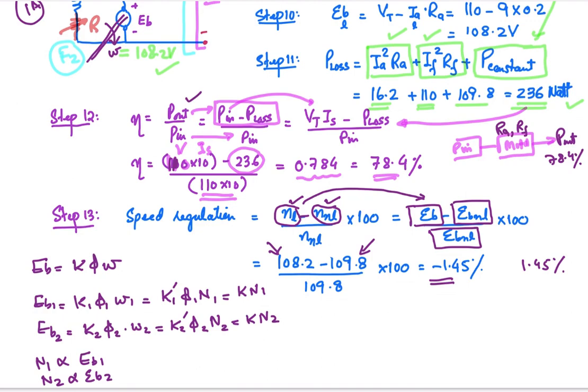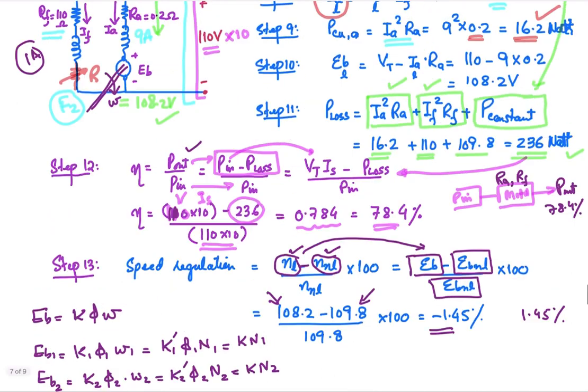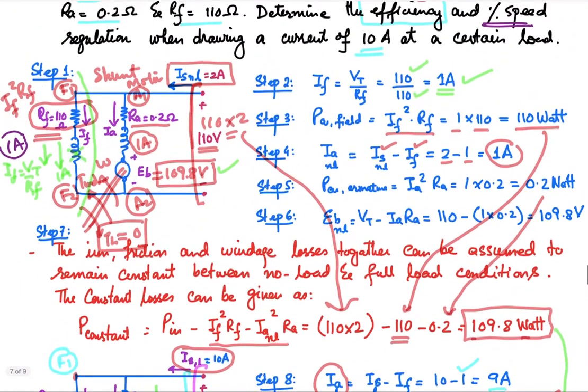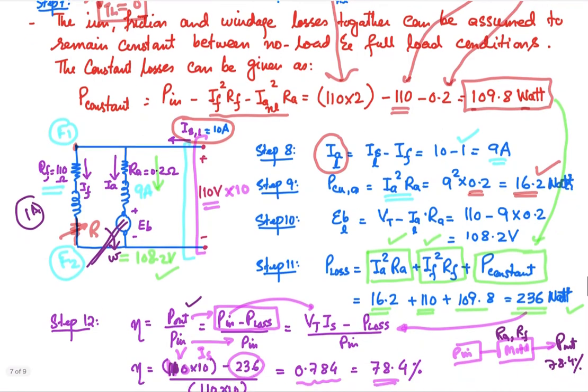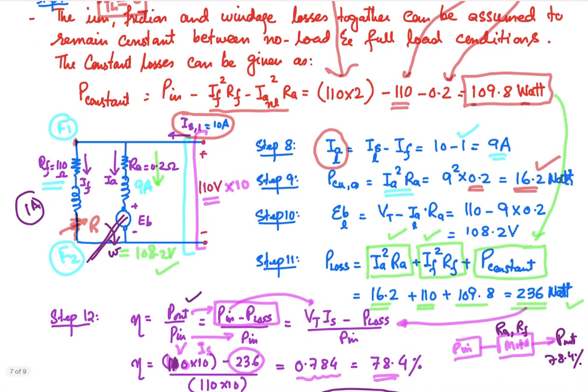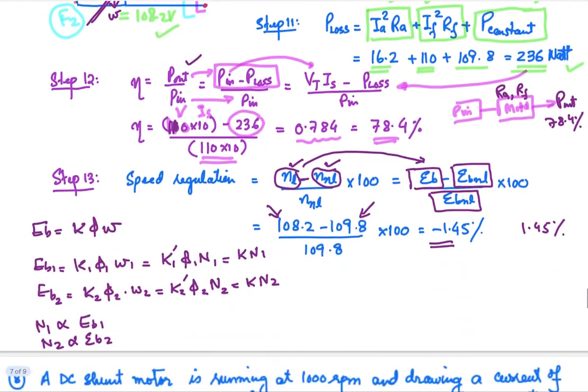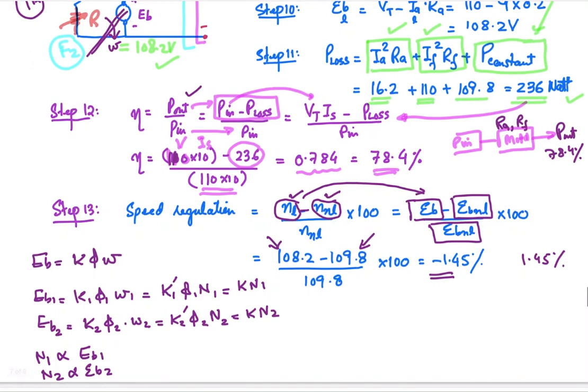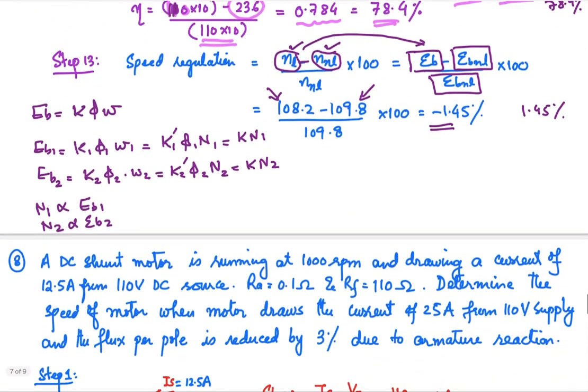Okay, so if I summarize this example, we have considered the losses in the machine. We have seen how to calculate the losses in the machine, how to calculate the constant losses, and how to calculate the back EMF in the loaded state, and then the variation in the speed.